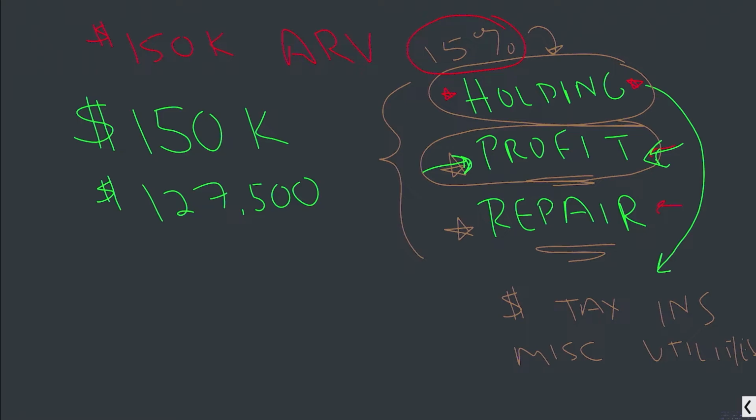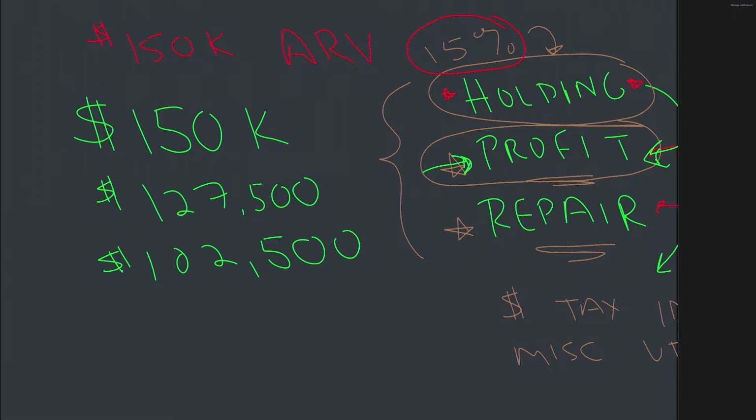So $127,500 after the holding costs. And let's take my 25,000. Let's make it 27.5, so we'll have some easy math. So I want to make 25 grand. So we're at 102,500. There we go. So my profit on this is going to be 25K. So let's make that assumption, 25,000.